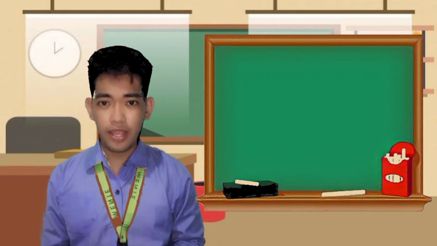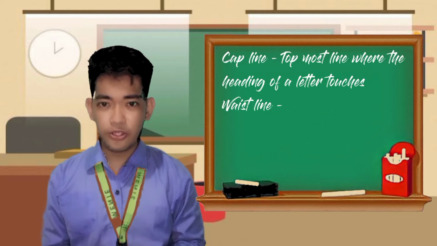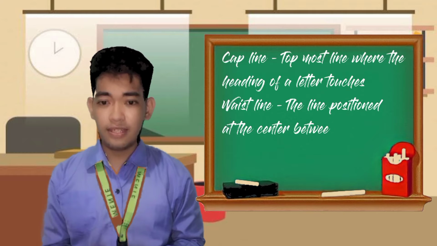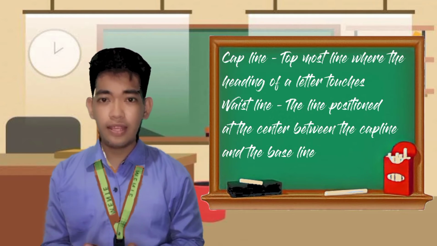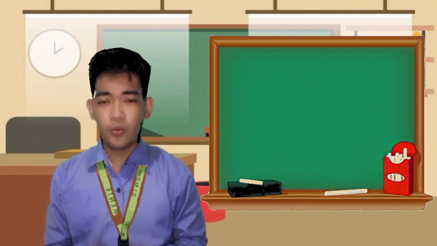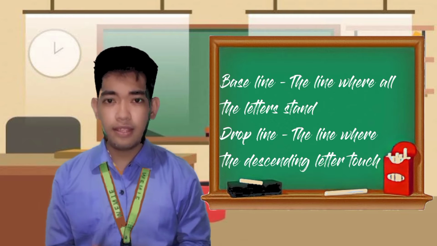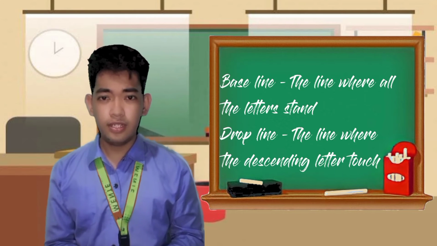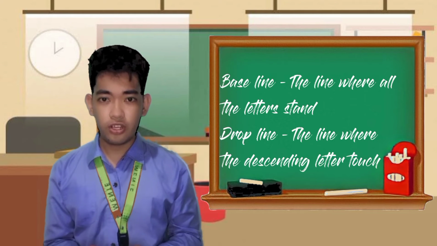When we say cap line, it is the topmost line where the heading of a letter touches. When we say waistline, it is the line positioned at the center between the cap line and the baseline. When we say baseline, it is the line where all the letters stand. And lastly, the drop line, the line where the descending letter touches.